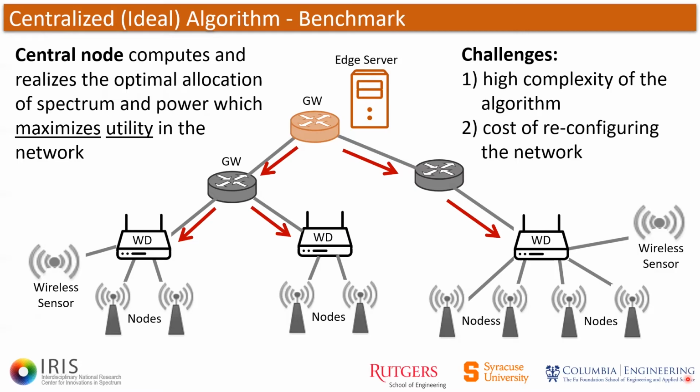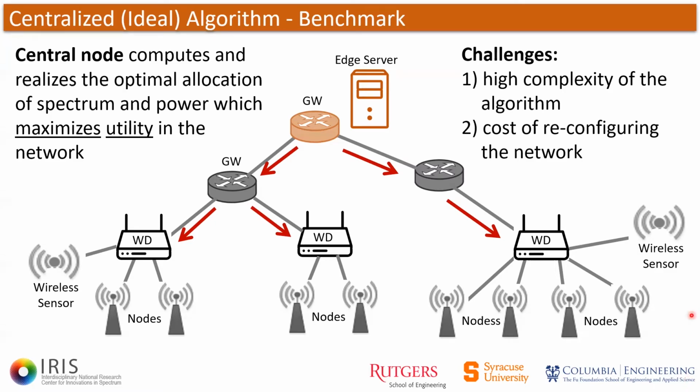Another important challenge is the transient cost of reconfiguring the network. Each radio will implement the new configuration when it receives the command from the edge server. Notice that some radios may implement the new configuration while others are still operating on the old configuration, and this may cause transient interference. Both the computational complexity and the cost of reconfiguration are important parameters that must be taken into account.